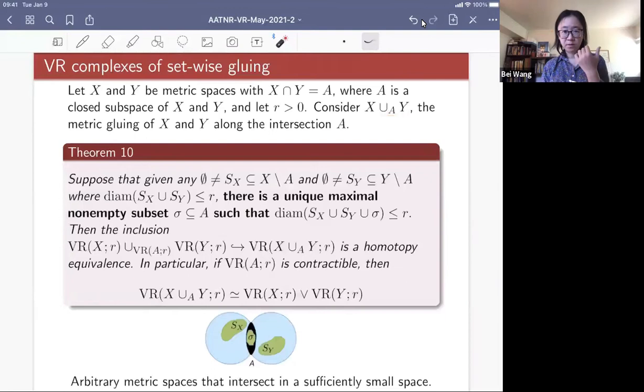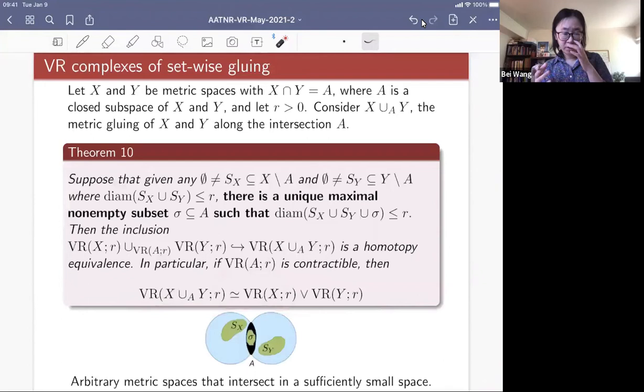Then the type of result we're looking for is to say that if I look at the Vietoris complexes of the individual spaces that are glued along this common subset, and glue them together, that is going to be homotopy equivalent to the Vietoris complex of the glued space. Specifically, if the Vietoris complex of the common subspace is contractible, then this is a special case of homotopy equivalence. But of course, I have not told you the condition under which we can perform this gluing; the space A has to have some special property. And this is a picture of it.